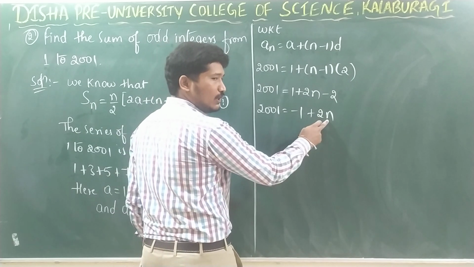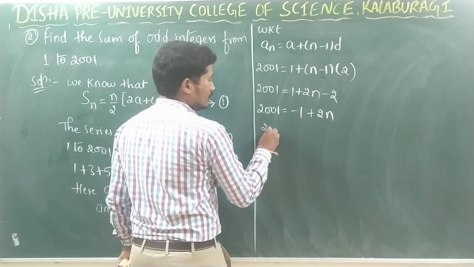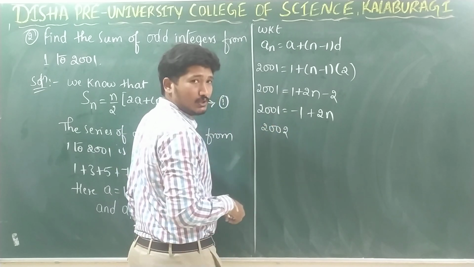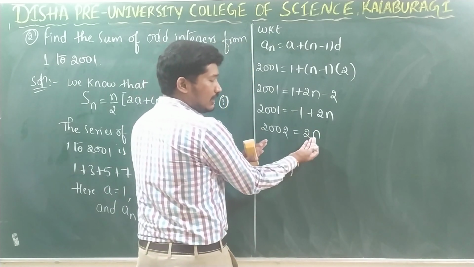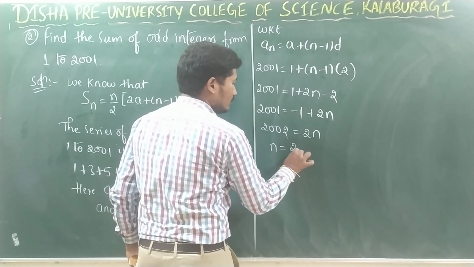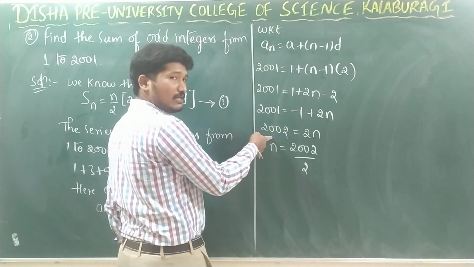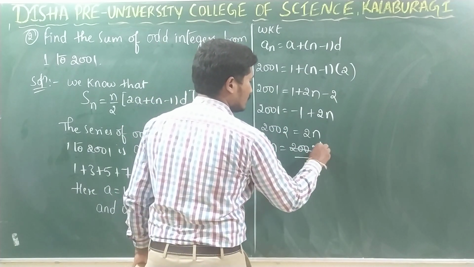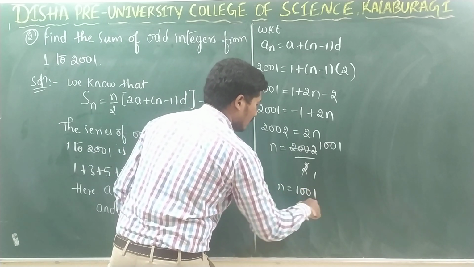Now you need the value of n, so transfer this to this side. So it becomes what? 2001 plus 1, it becomes 2002. This is equal to 2n. It can also be written as 2n is equal to 2002. So n is equal to 2002 divided by 2. When I transfer this to this side, it goes to the denominator. So 2 ones are 2, 0, 0, 1. So the value of n will be 1001.